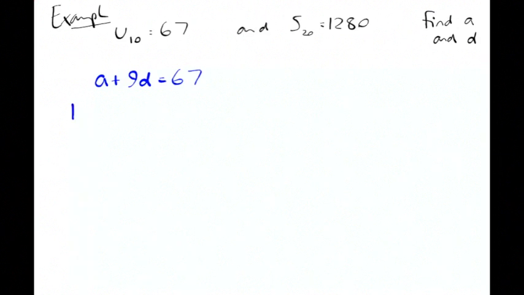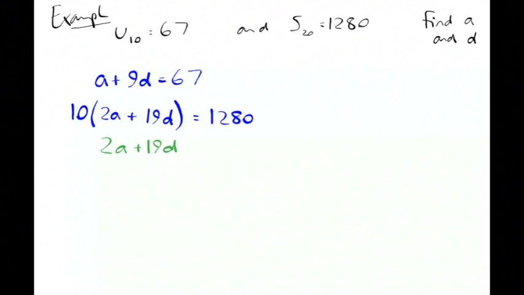S20 is 1280, tells us that half of 20, 10, times 2A plus 19D is 1280. I can spot straight away, I can divide both sides by 10, so I get 2A plus 19D equals 128. I need to do a simultaneous equation here. I'm thinking getting rid of the A's is probably the best way to do it, so I'll double that first equation. I get 2A plus 18D equals 134.